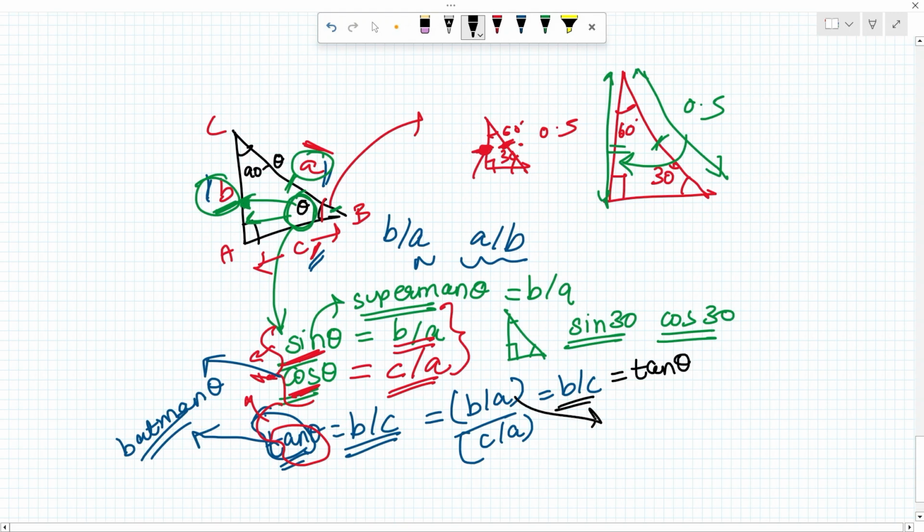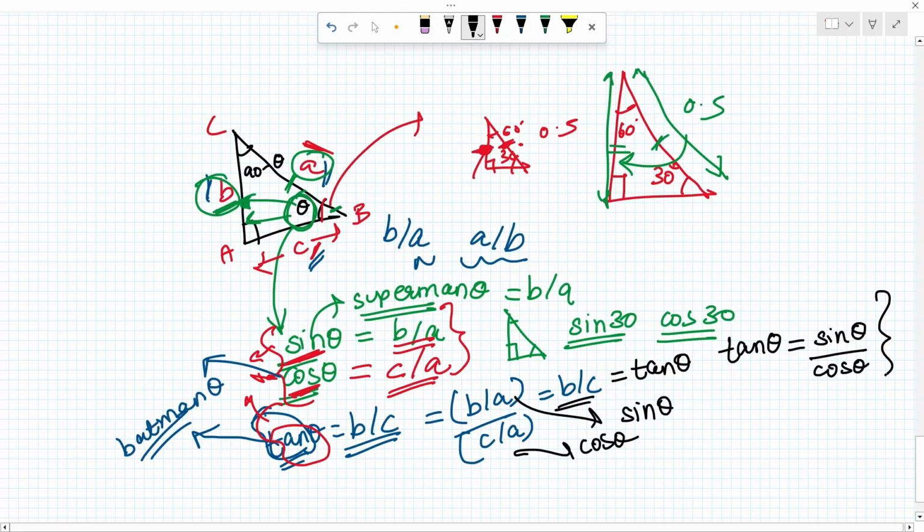However, b by a is sin theta and c by a we have defined as cos theta. From here you get your first trigonometry formula that you might have learnt in high school. Tan theta is sin theta divided by cos theta. This is how you get this formula. So there is actually no need to memorize these formulae.